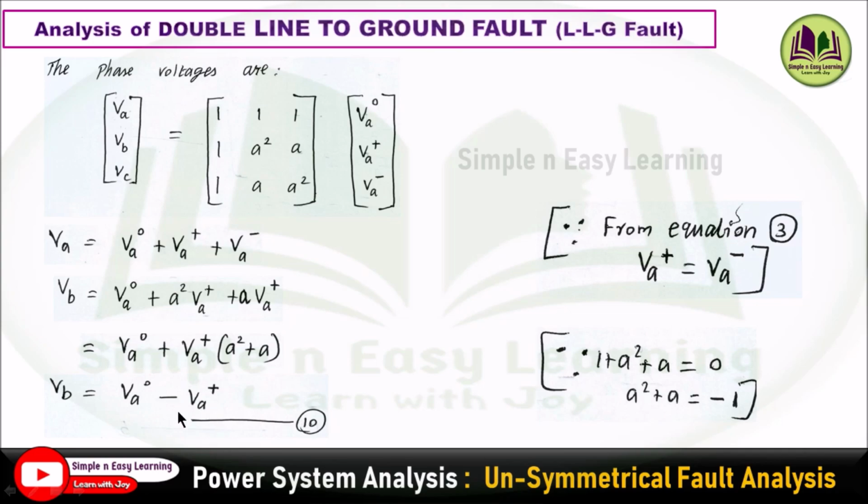We require VB, so that alone we are going to find. No need to bother about VA and VC. We are concentrating on VB alone. So considering that equation alone, VB equal to VA naught minus VA plus. So this is your 10th equation.